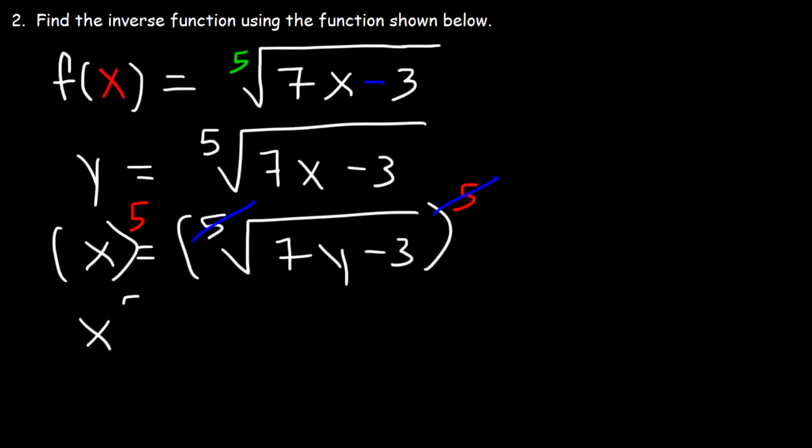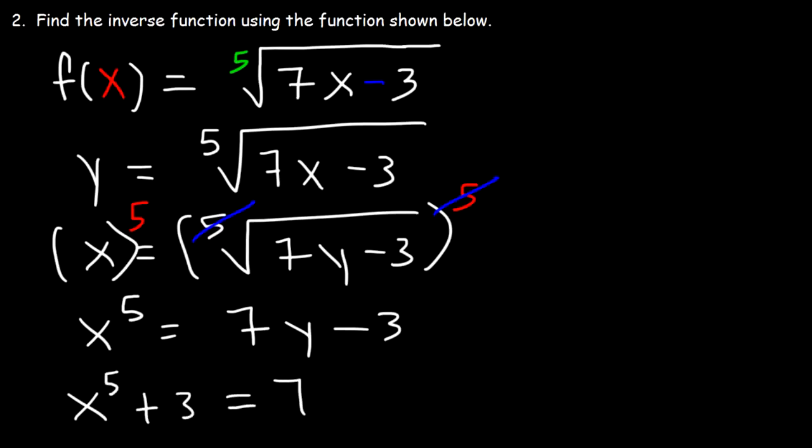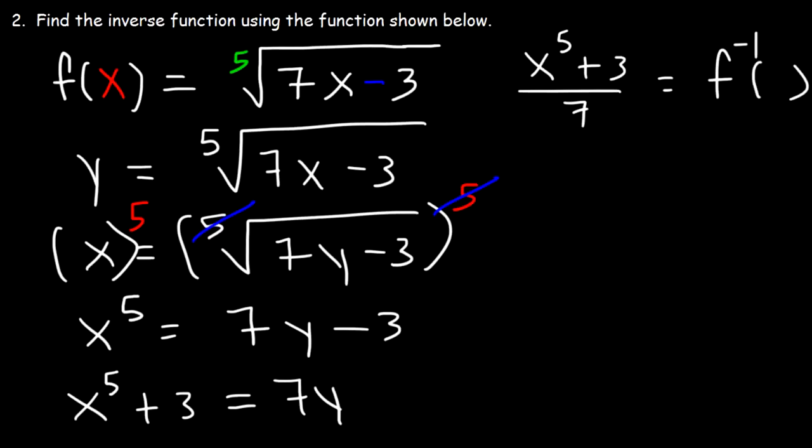So right now we have x to the fifth is equal to 7y minus 3. Now let's add 3 to both sides. So x to the fifth power plus 3 is equal to 7y. And then divide both sides by 7. So x to the fifth plus 3 divided by 7 is equal to y, which is also equal to the inverse function. And so this is the answer.